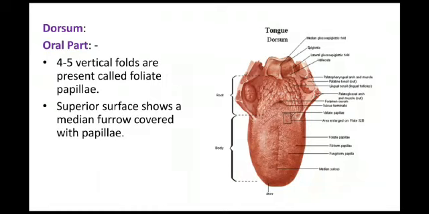It contains 4 or 5 vertical folds which are present just in front of the sulcus terminalis, called the foliate papillae. Its superior surface is roughened and it shows a median furrow. This roughened surface forms various papillae, which I'll be dealing with later.